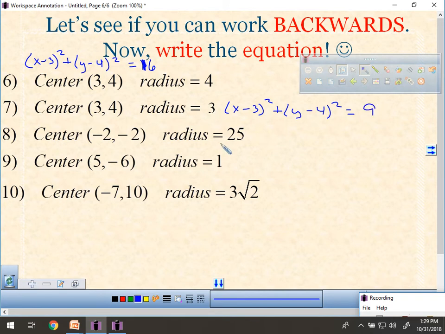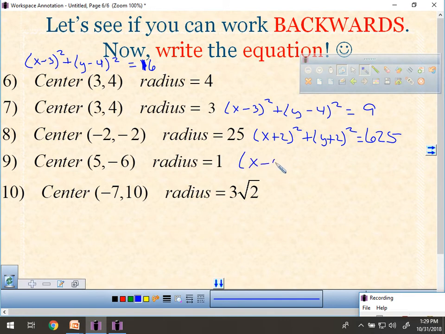9, you're right. Now, don't be tripped up. It's a big number. But for this one, it would be x plus 2 squared and then y plus 2 squared. But can anybody think about what 25? Yeah, that's right. 625. That's big, but that's right.